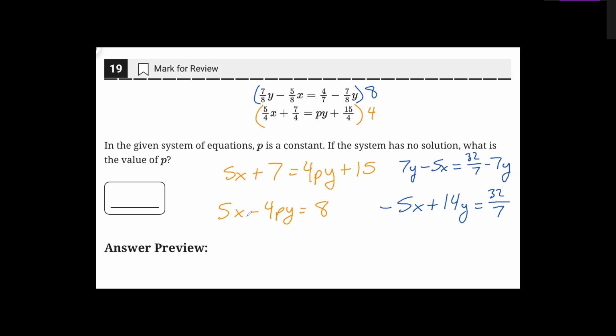Now, notice that the left sides are almost identical. The only difference is that the top equation has the opposite sign. So if we multiply everything in this equation by -1, that will change all of the signs. And then we would have 5x minus 14y equals negative 32 over 7.